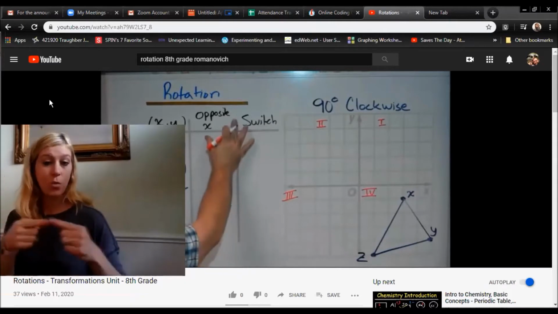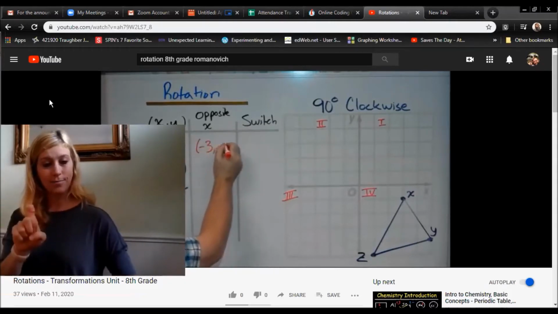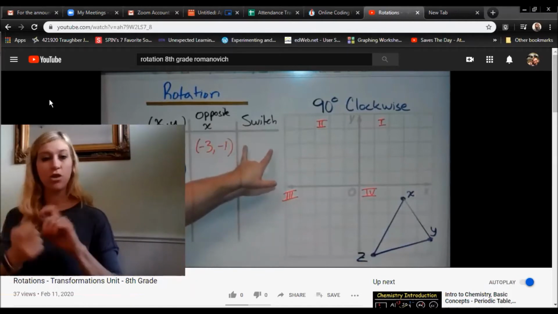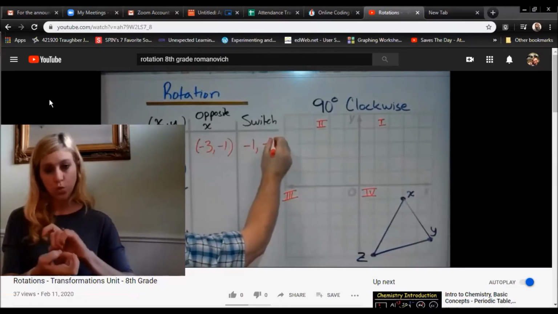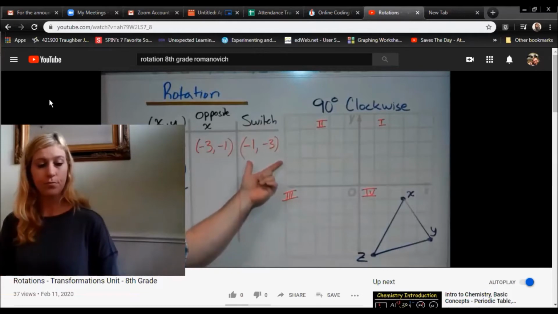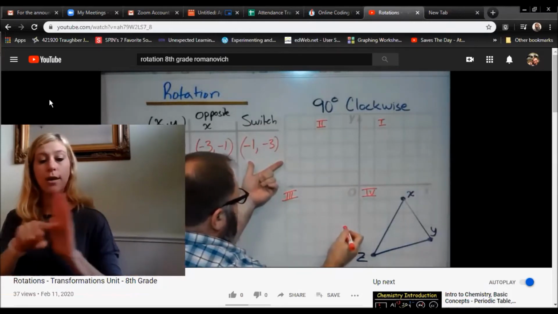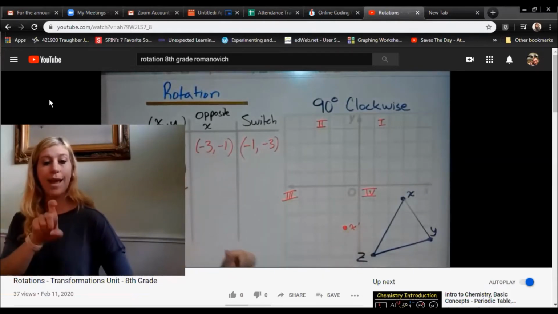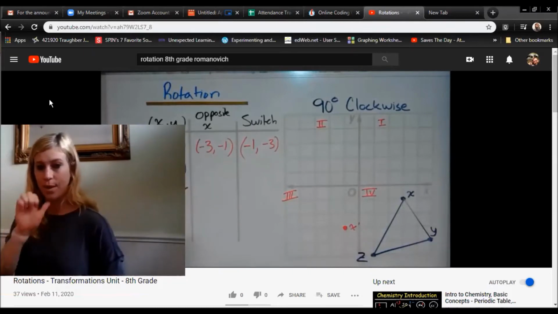Okay, so we want the opposite x. So I've got 3 here, which means I need -3. The y does not change, okay? And then switch means now I've got -1, -3. Okay, so that's the one we're going to graph. -1, -3 is here, and that is x prime. All right, don't panic, let's do the other 2.